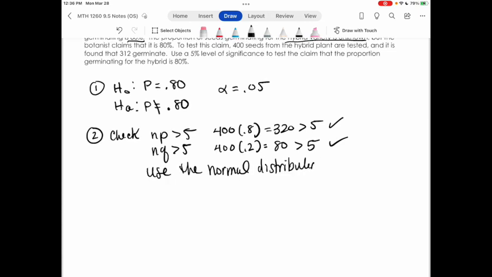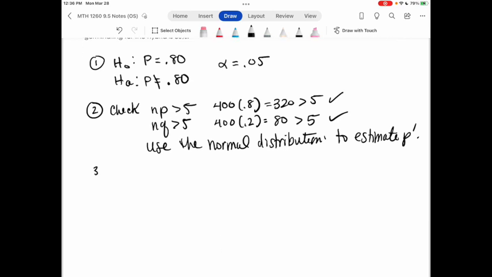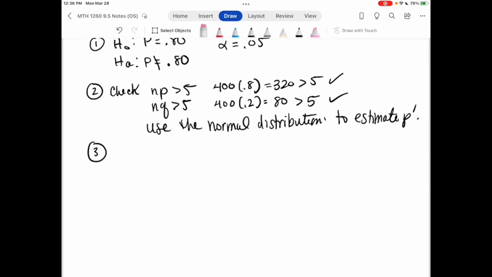So that tells me, in this case, we can use the normal distribution to estimate p prime.